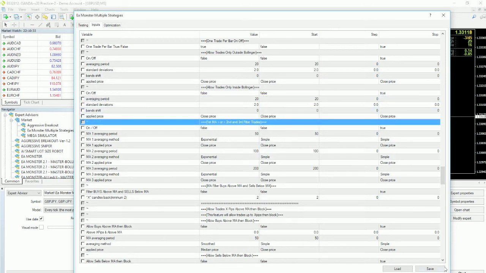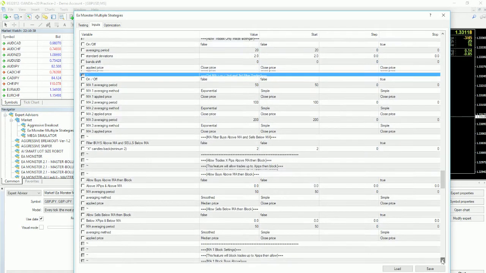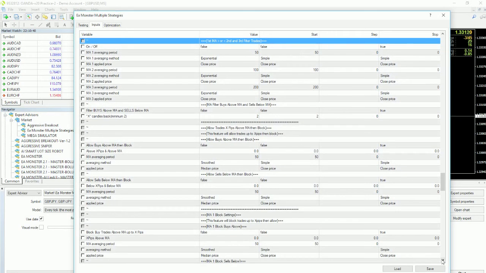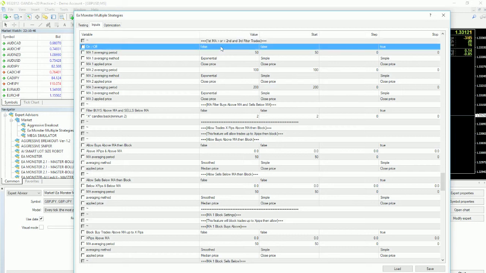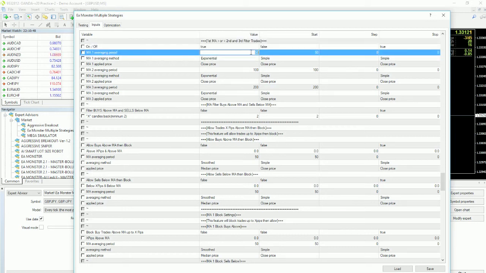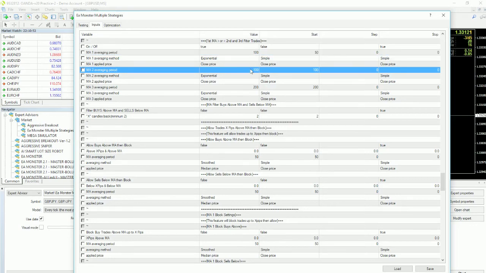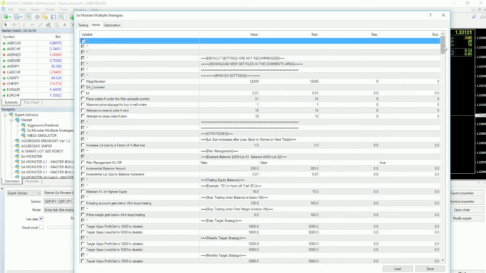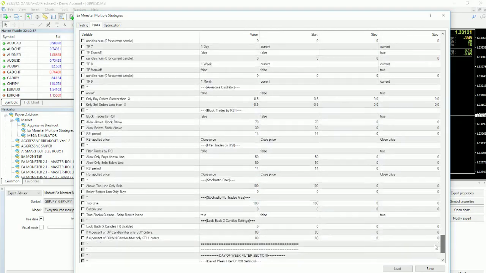Now this other one here, this is awesome. This is probably one of my favorite filters here. First MA or second and third filter trades. It's 3 MAs. All have to be in a row. Think of it this way. Let's say you set this to true and you put it at, let's give you an example, 180, 190. Oh, what happened there?